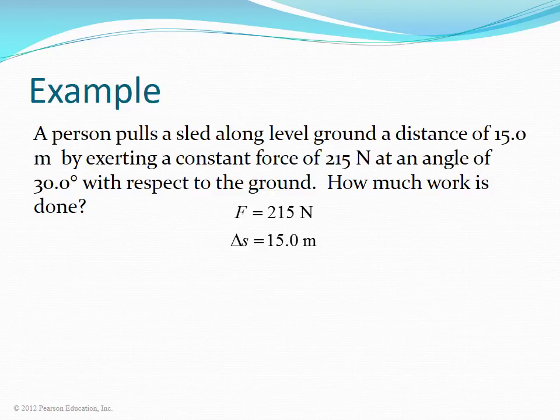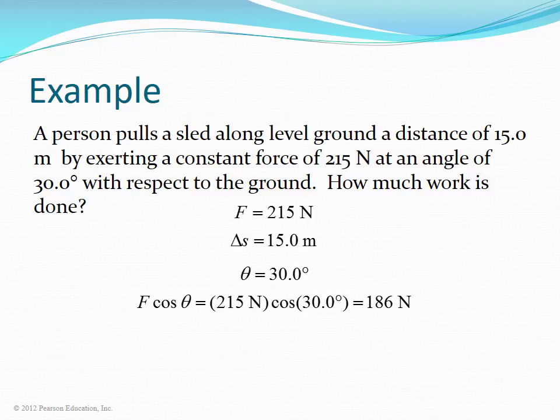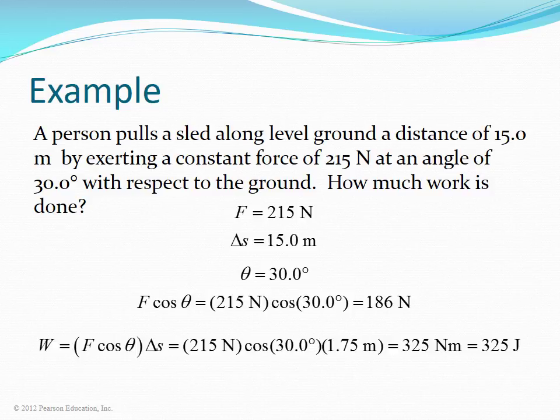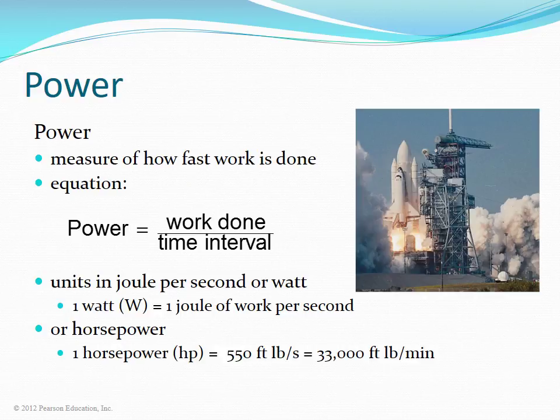The force and the amount of displacement are known. If the angle is 30 degrees to the horizontal, the component of the force that is horizontal is 215 newtons times the cosine of 30 degrees, or 186 newtons. The work done is that component of the force times 1.75 meters, which is 325 newton meters, or 325 joules.